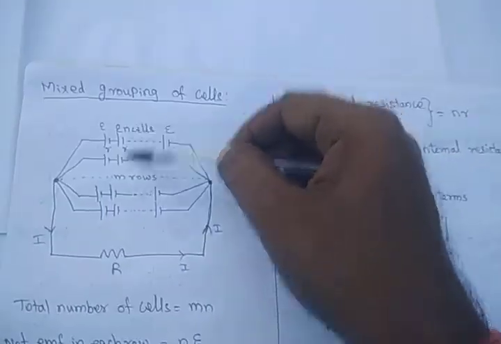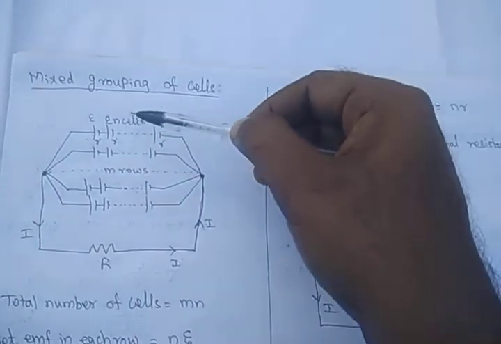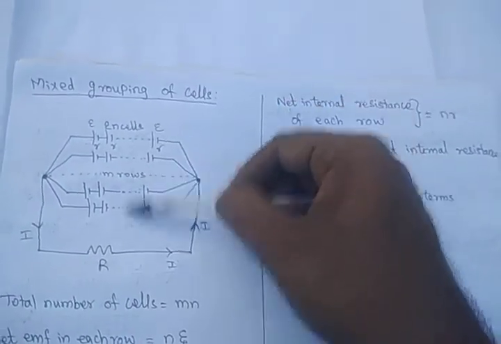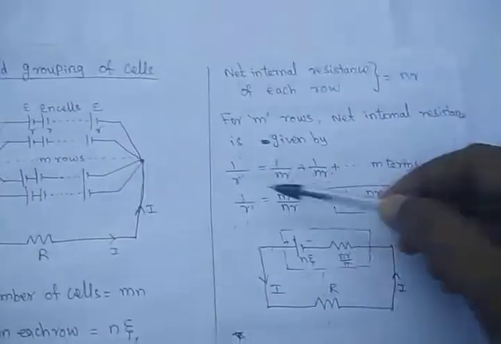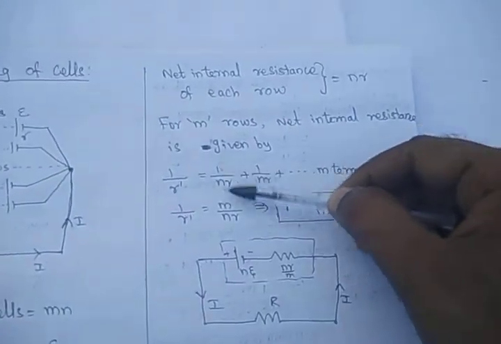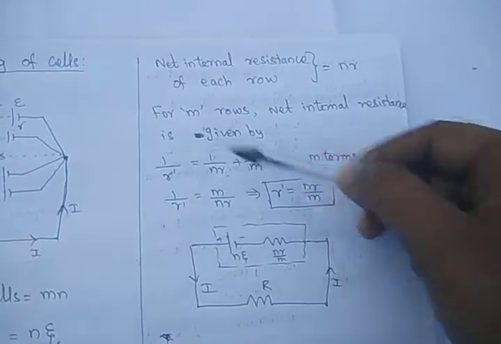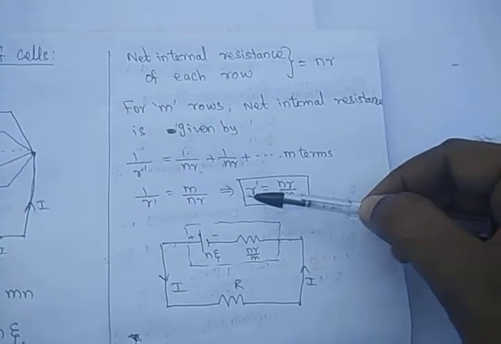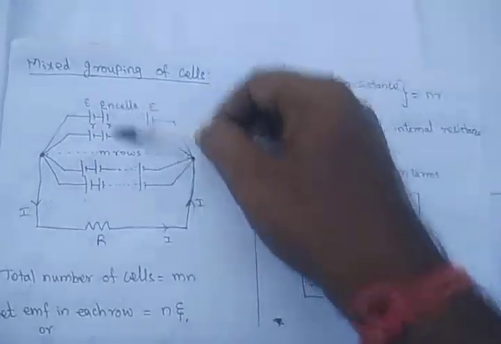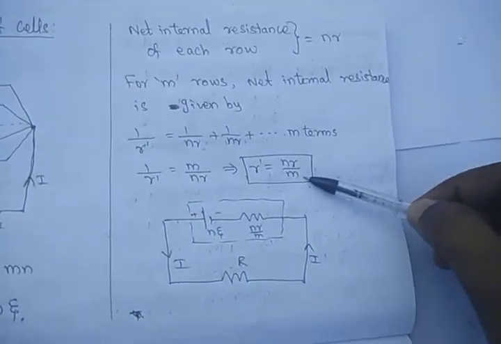What are we calculating here? The rows are connected in parallel, and for parallel, 1 by R is the resistance formula. So 1 by nr plus 1 by nr, m terms, gives m by nr. If you take the reciprocal, we get the effective resistance, the total net internal resistance for m rows. For all the rows, it is nr by m.